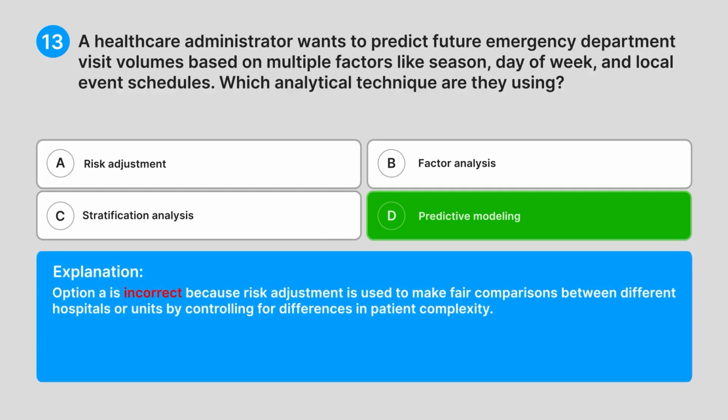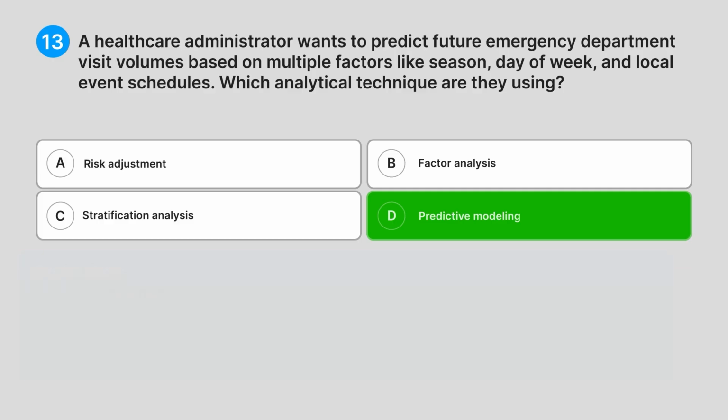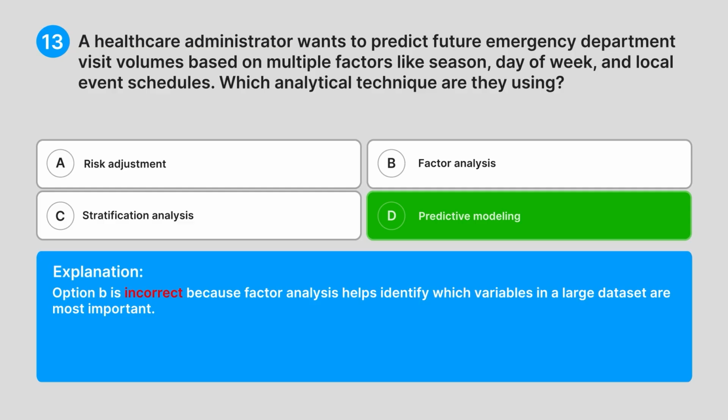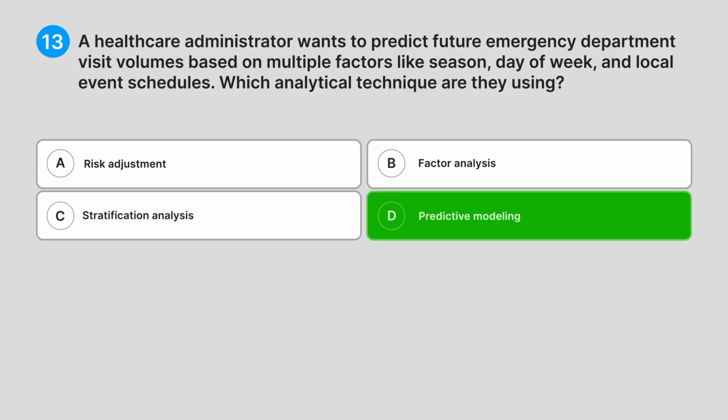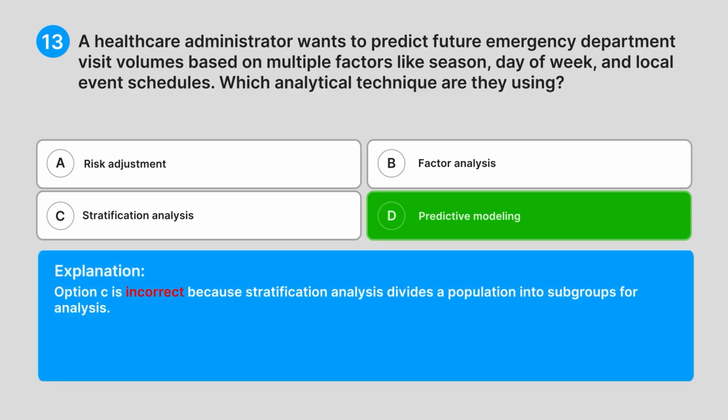Option A is incorrect because risk adjustment is used to make fair comparisons between different hospitals or units by controlling for differences in patient complexity. Option B is incorrect because factor analysis helps identify which variables in a large dataset are most important. Option C is incorrect because stratification analysis divides a population into subgroups for analysis.